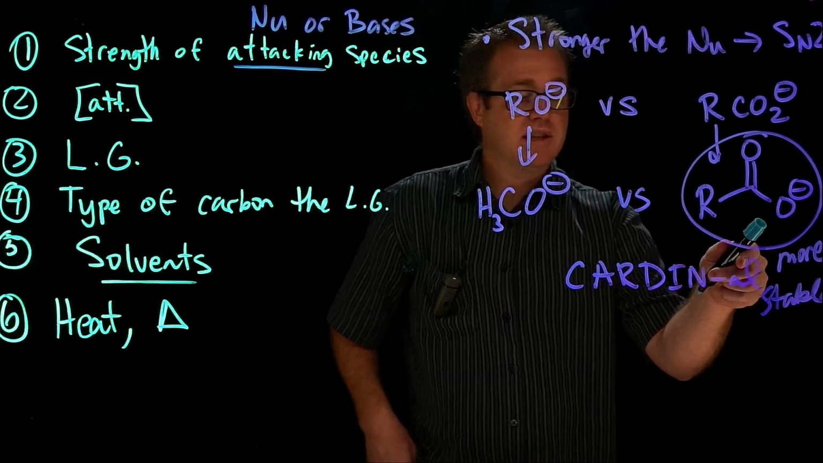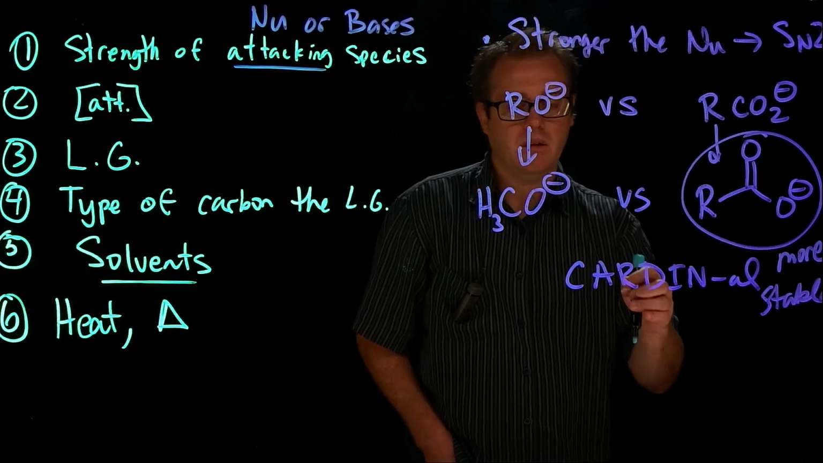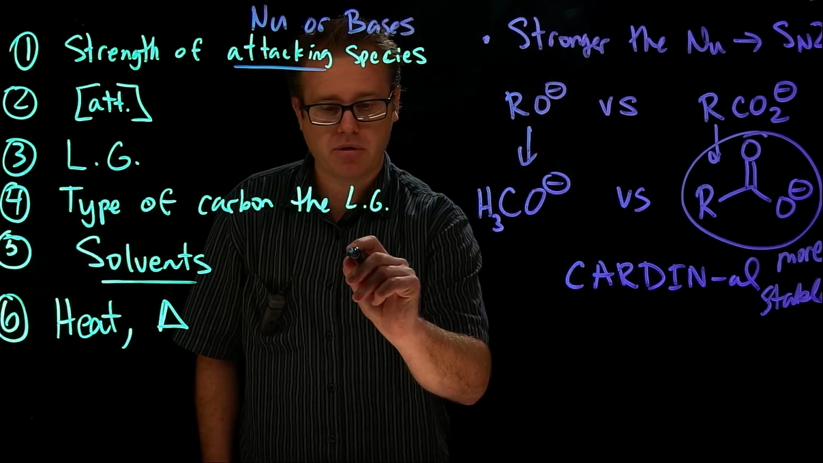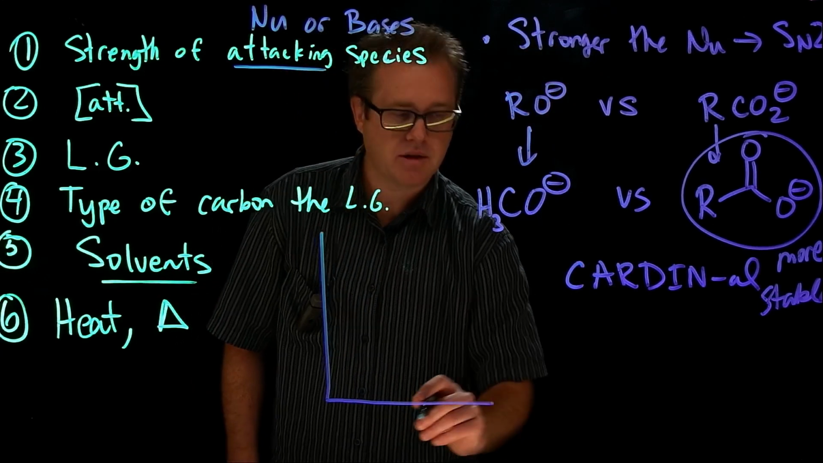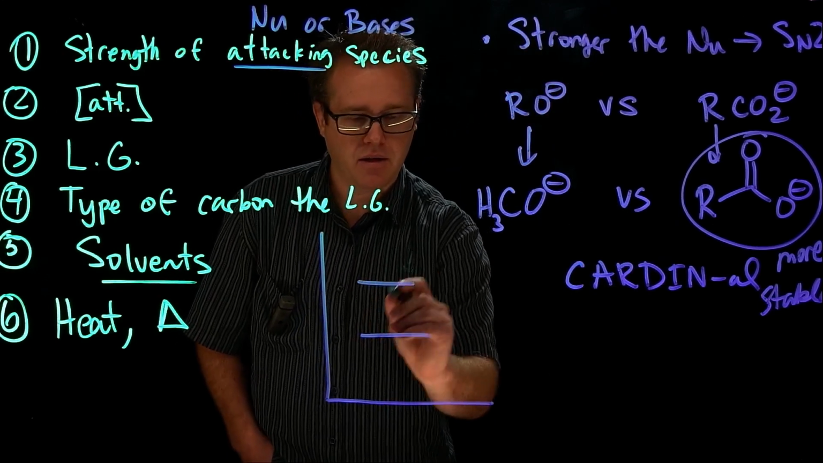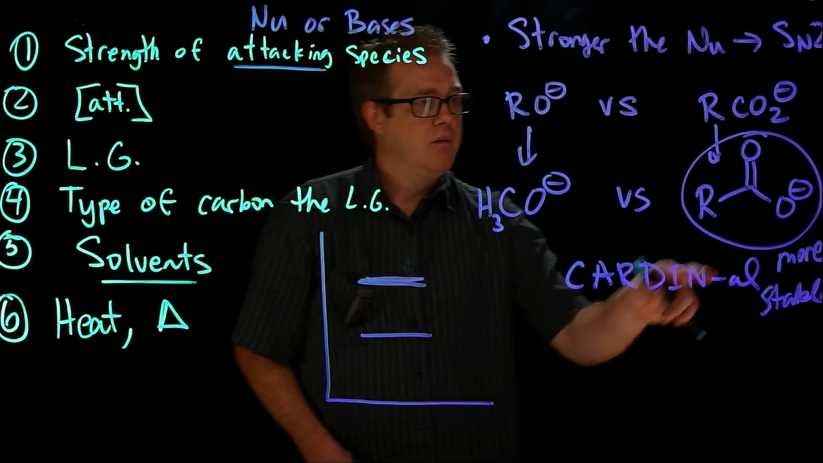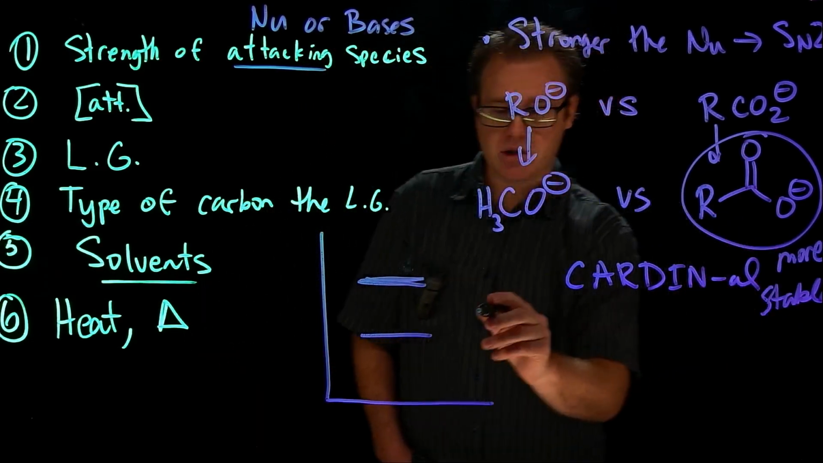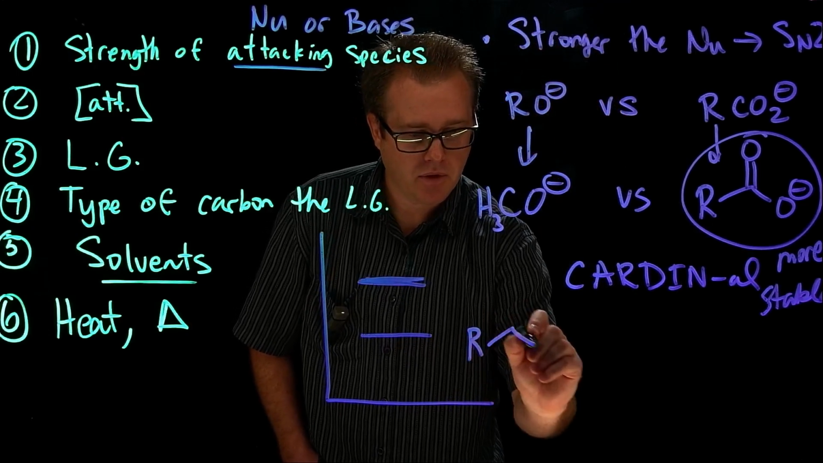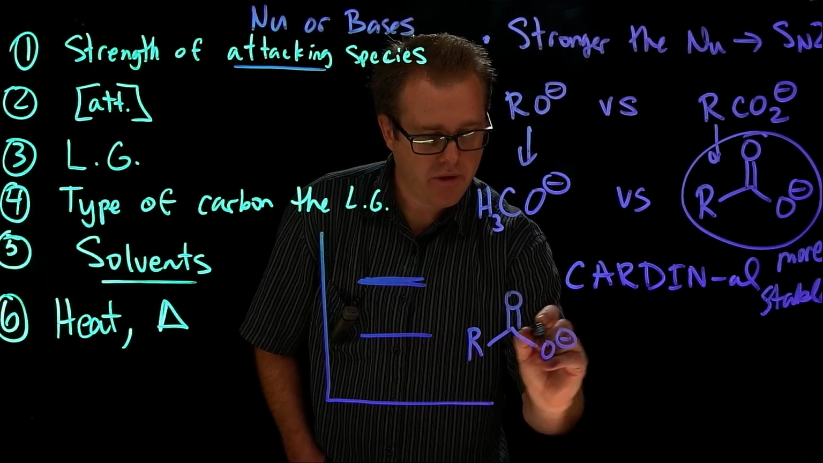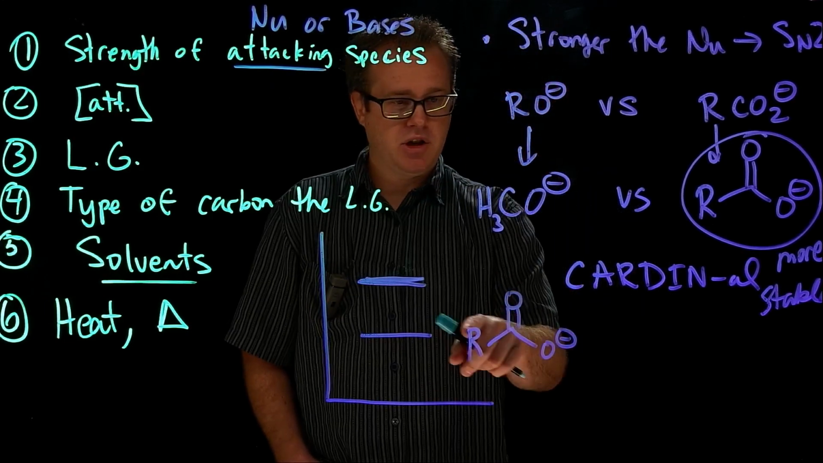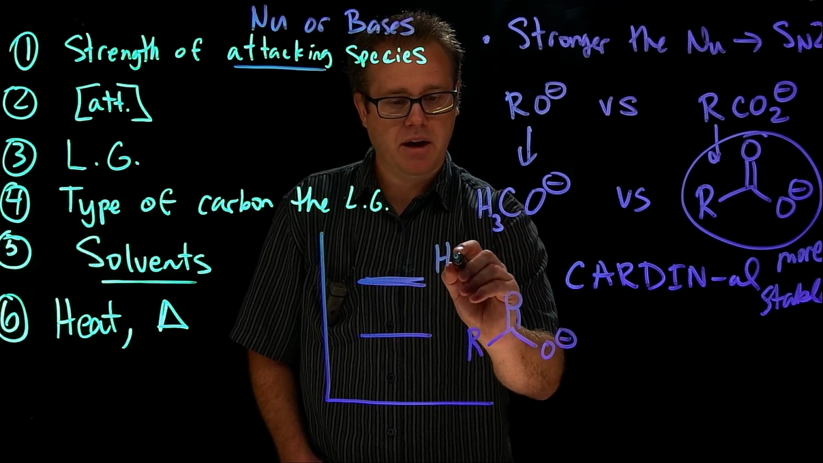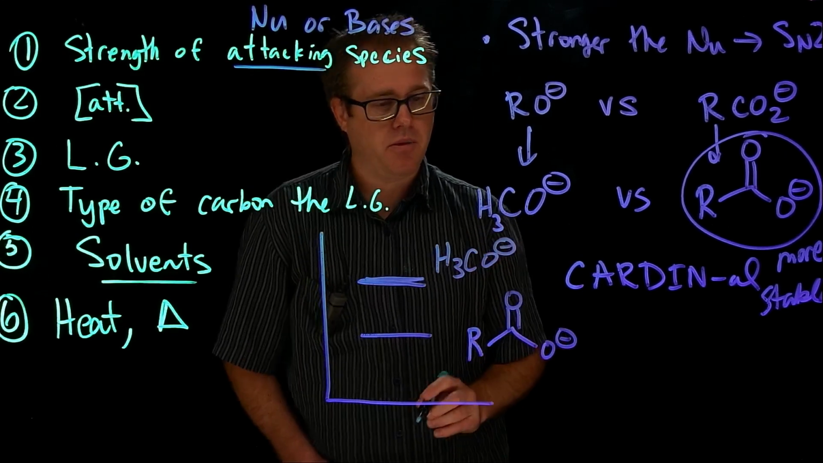Okay? That's the more stable nucleophile. So what does that mean from an energetics perspective? Well, if we draw it right here, just energetically, because the carboxylate is more stable, it's going to be right down here. And so just by process of elimination, that would make the methoxide up here, like so.